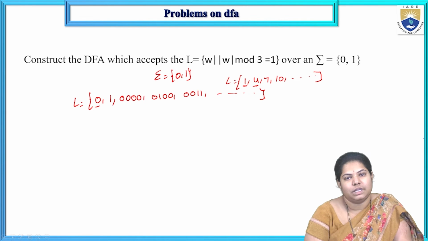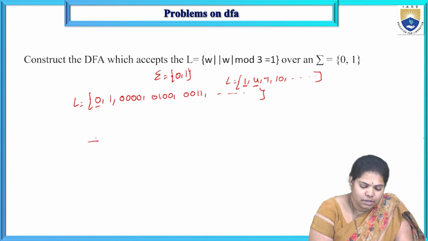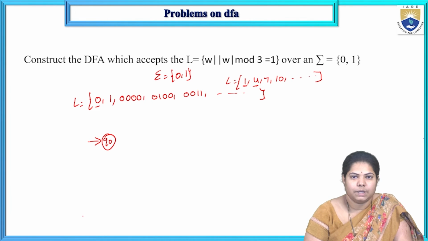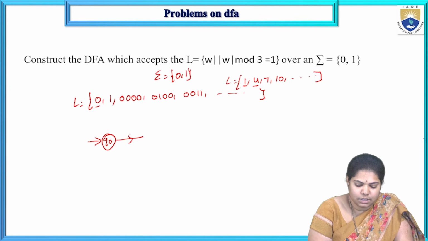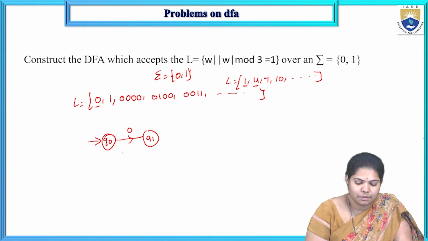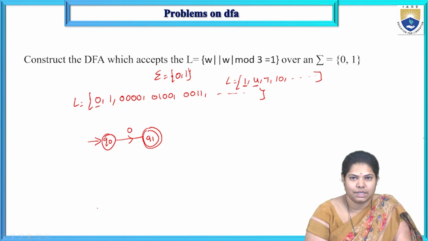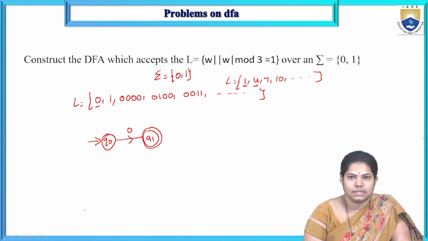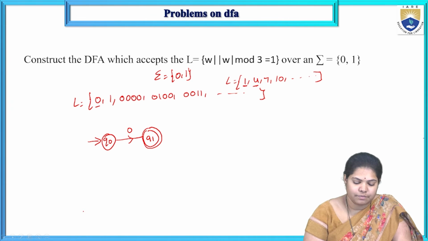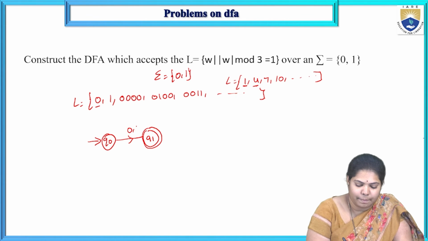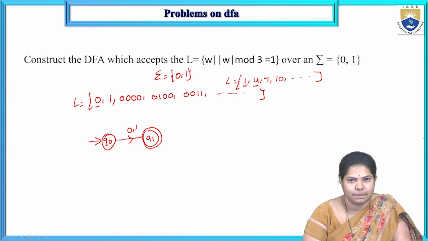As this language is an infinite language, I draw the finite automata. Q0 as an initial state. On seeing 0, it reaches Q1. That means I need to accept the string of length 1, so I make Q1 a final state. So if I get one more 0 here, what will happen? 0 and 1 are accepted.